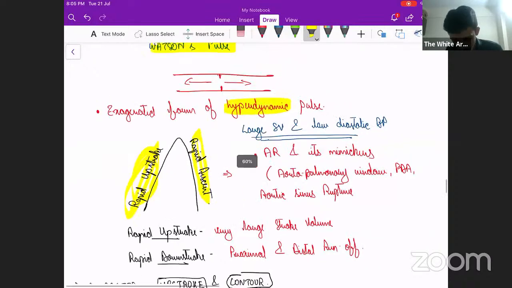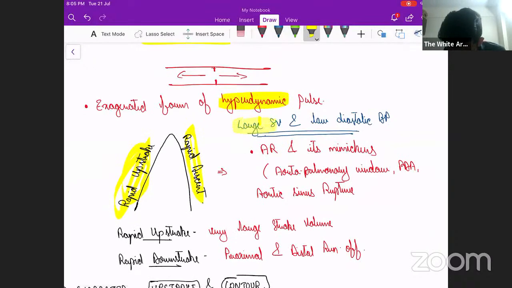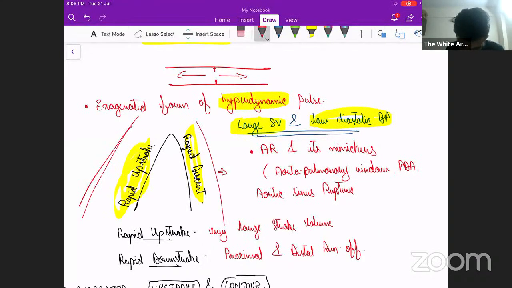It happens in case of large stroke volume and low diastolic pressure. Because of large stroke volume, there will be a rapid upstroke, and there will be low diastolic pressure, so peripheral runoff of the blood will be very fast. So what you feel is a rapid descent. Rapid ascent and rapid descent, this is what you feel. This is volume. Don't confuse it with the contour, the character of the pulse.